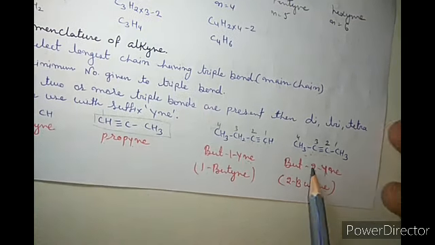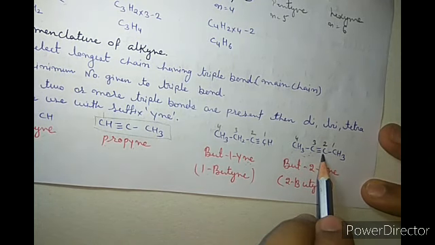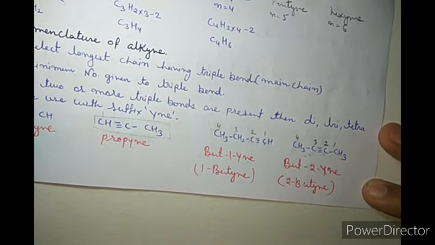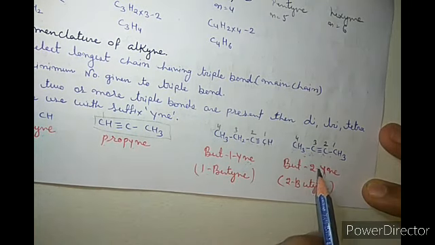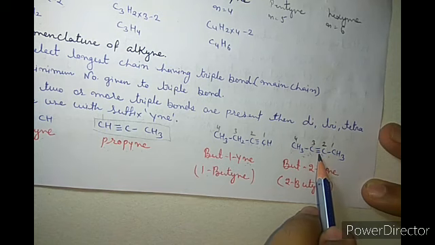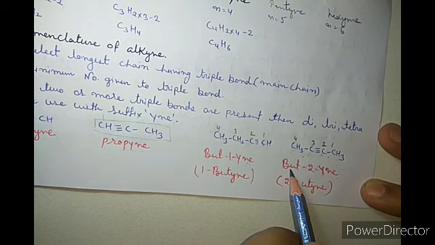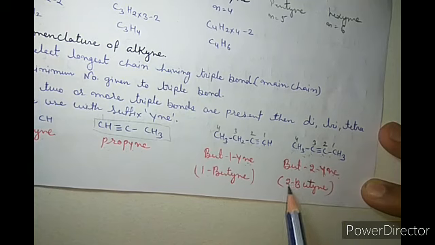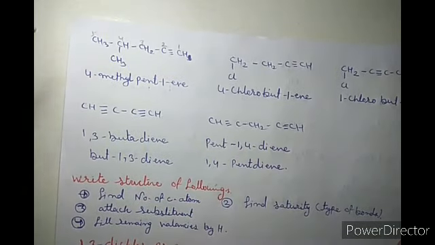Got it? Here you can give the numbering 1, 2, 3, 4 from any side, but the minimum number should be given to the triple bond. Both sides give second, so it doesn't matter. The triple bond is present on the second carbon, so that is 2. Triple bond, yne, so the name becomes but-2-yne or 2-butyne. Got it? Now the next example.